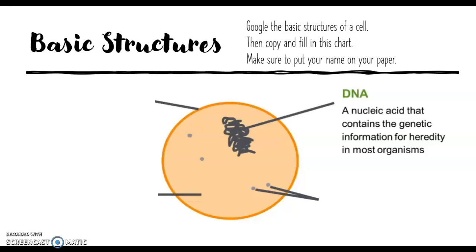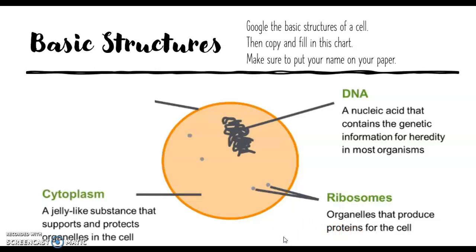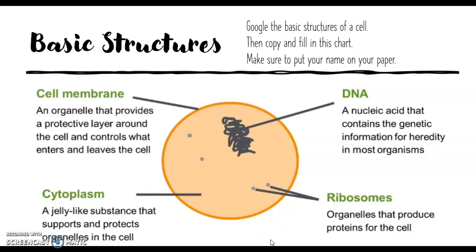The second thing that all cells have are ribosomes. These produce protein for the cell. The third one is the cytoplasm. The cytoplasm is this clear stuff. It's actually almost like a liquid or jelly substance that supports and protects the organelles in the cell. And cell membrane. That is the outside of the cell, almost like your skin. Your skin covers your body. Well, the cell membrane covers the cell. It's a protective layer, and it controls what enters and what leaves the cell.